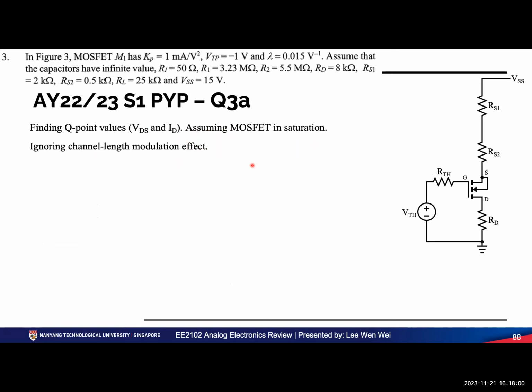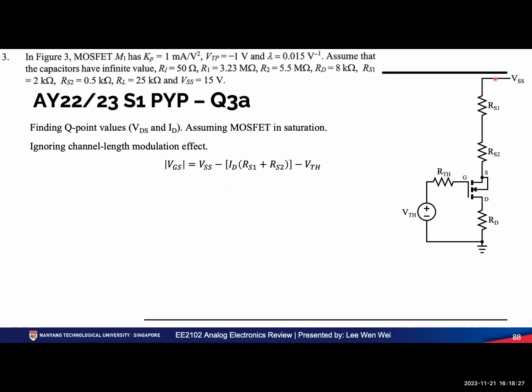So what we need to do is obtain one of the values first. We either find VDS or ID, right? I think finding ID should be easier. So what we have is VGS. Where is VGS? VGS is here, so it's basically going down to the ground, right? Correct or not? We know this, this is the path we know.